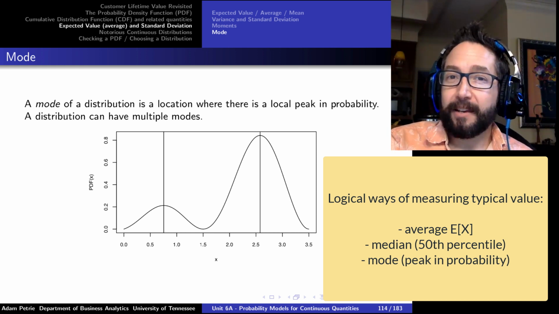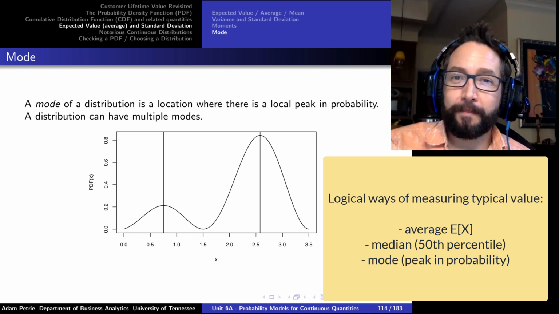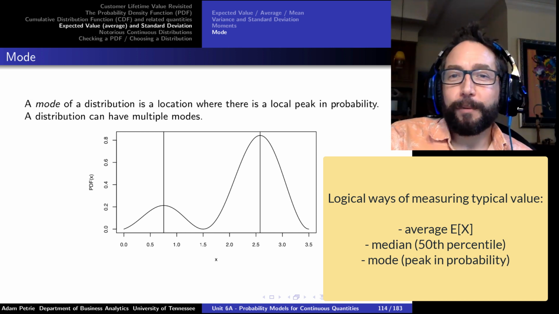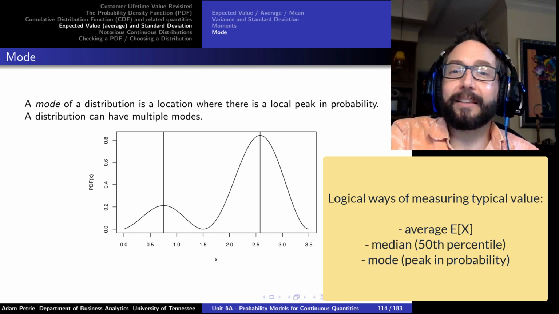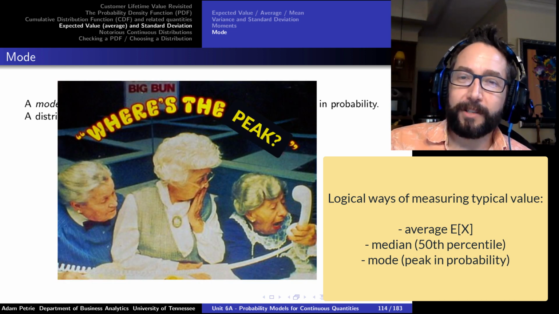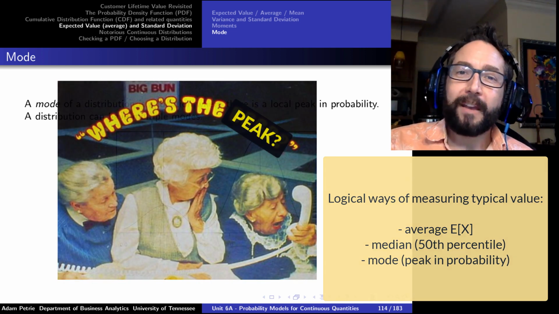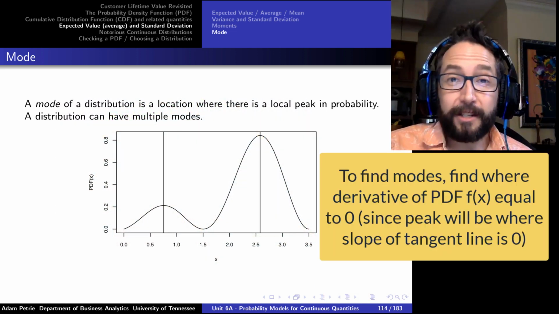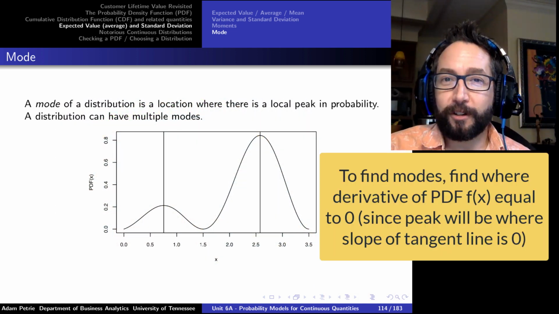So very often, when we do summarize a probability distribution, we might actually just want to talk about where is the peak of that probability distribution. Average value is a good measure for measuring the typical value, but what if we just want to know, well, what's the most likely sort of value? Where's the peak? Well, if we think about it, we can use calculus, specifically derivatives, to figure out where the modes of a distribution are going to be.